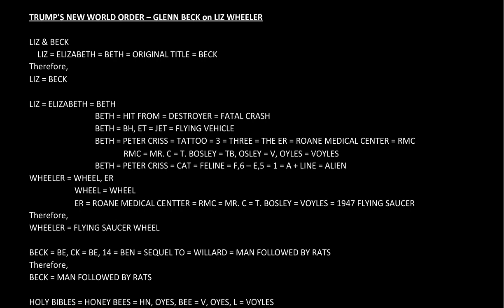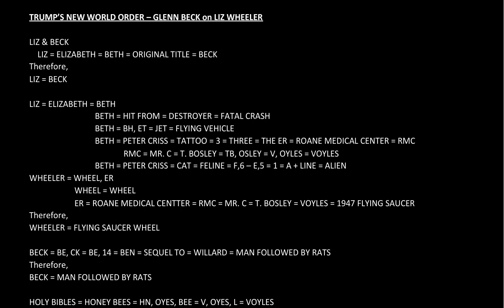Trump's New World Order, Glenn Beck and Liz Wheeler. All right. Liz and Beck. Liz is Elizabeth. Elizabeth can be shortened to Beth. The original title of the song Beth by Kiss was Beck. Therefore, Liz equals Beck. Liz equals Elizabeth equals Beth. Beth was a hit song from the album Destroyer, which contains the sound of a fatal crash. Beth translates to jet. Jet is a flying vehicle.